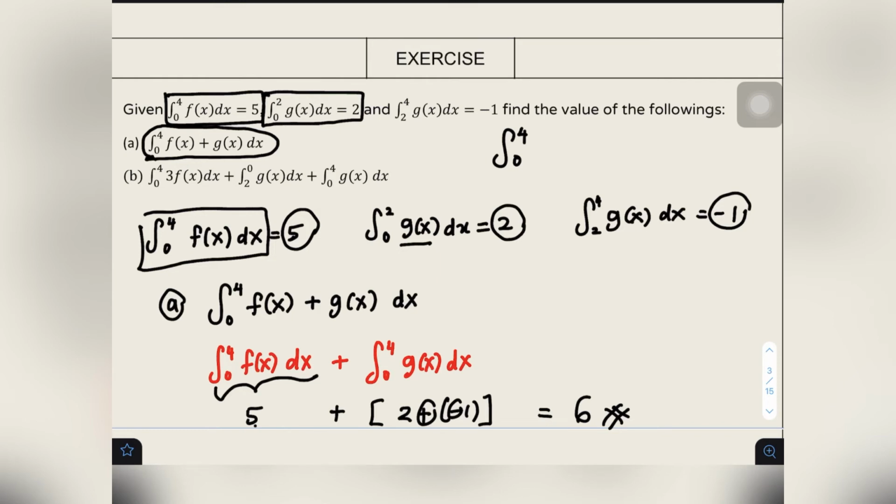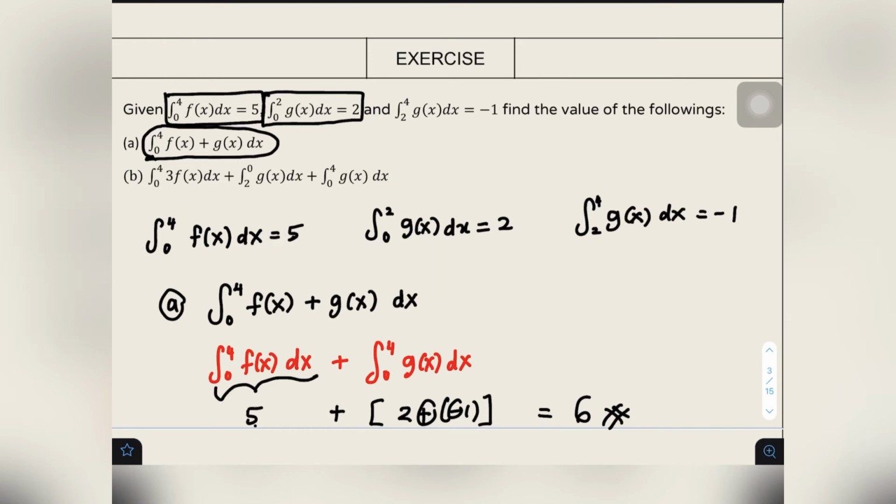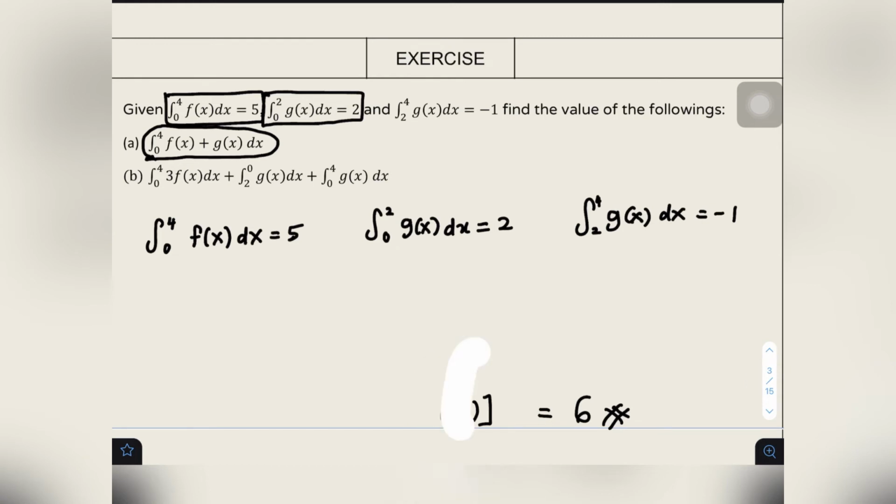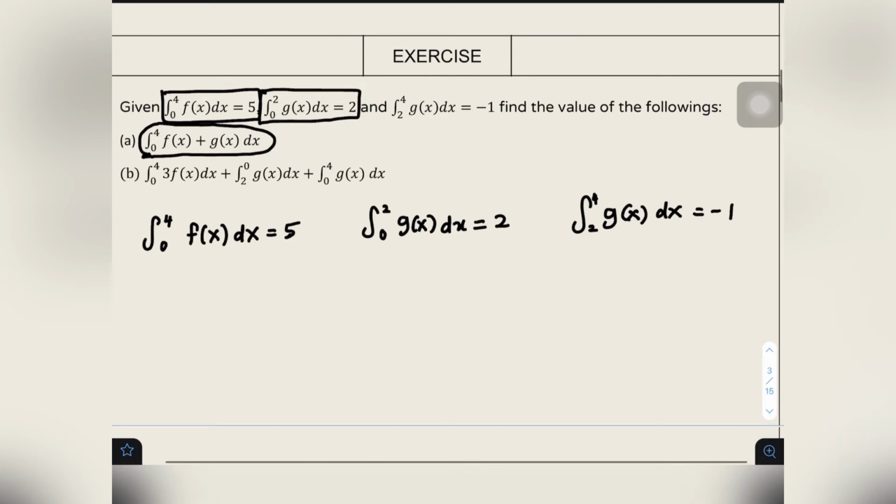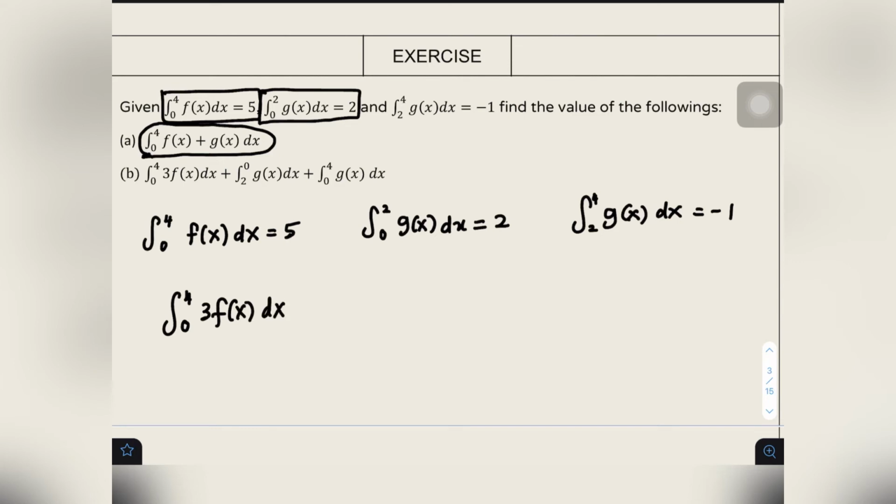Okay, let's see question B. If you are confused, it might be more clear in question B. Question B asks us to find the integration of 3f(x) dx from 0 to 4, plus the integral of g(x) dx from 2 to 0, plus the integral of g(x) dx from 0 to 4.